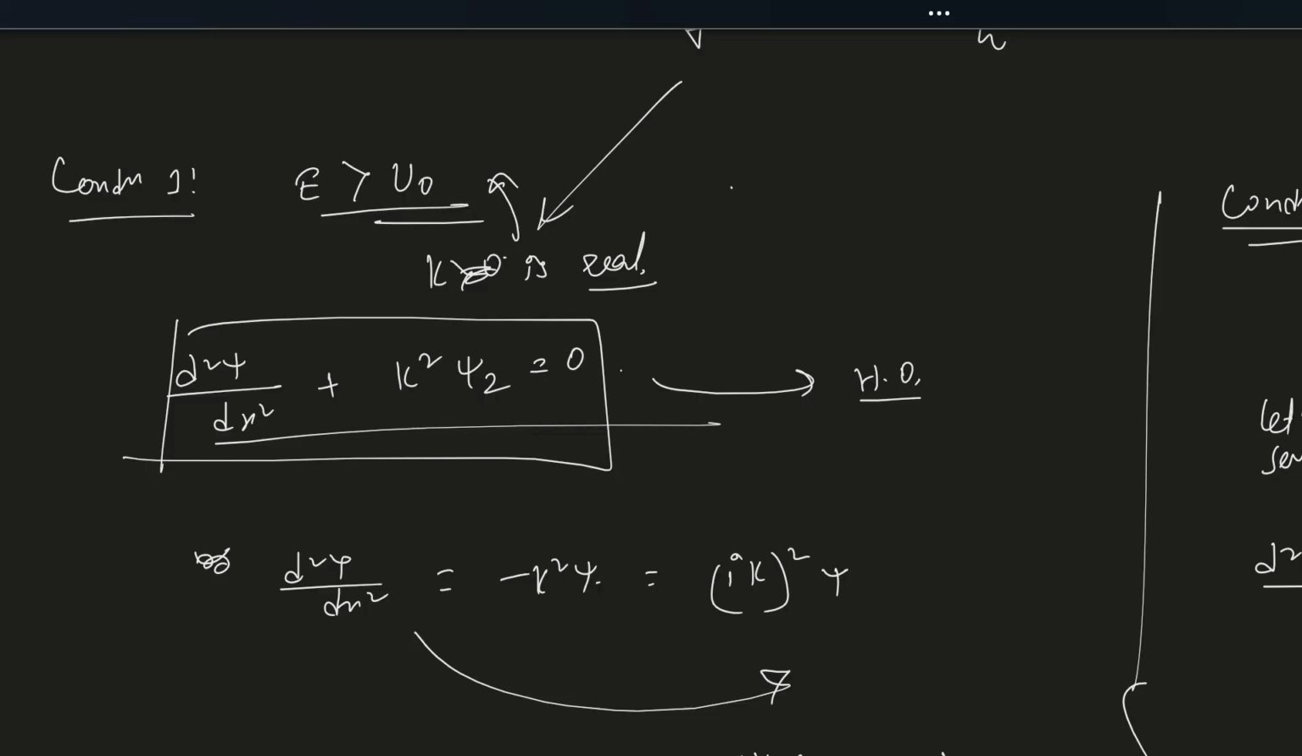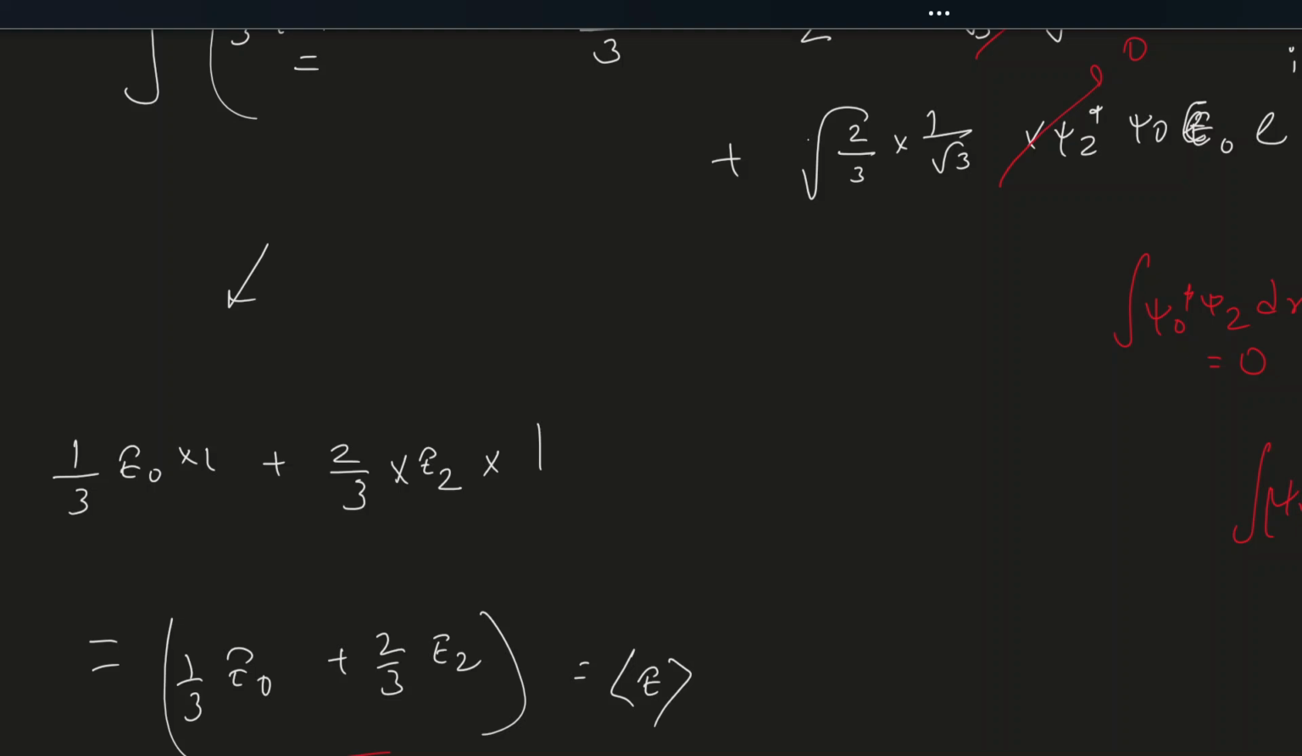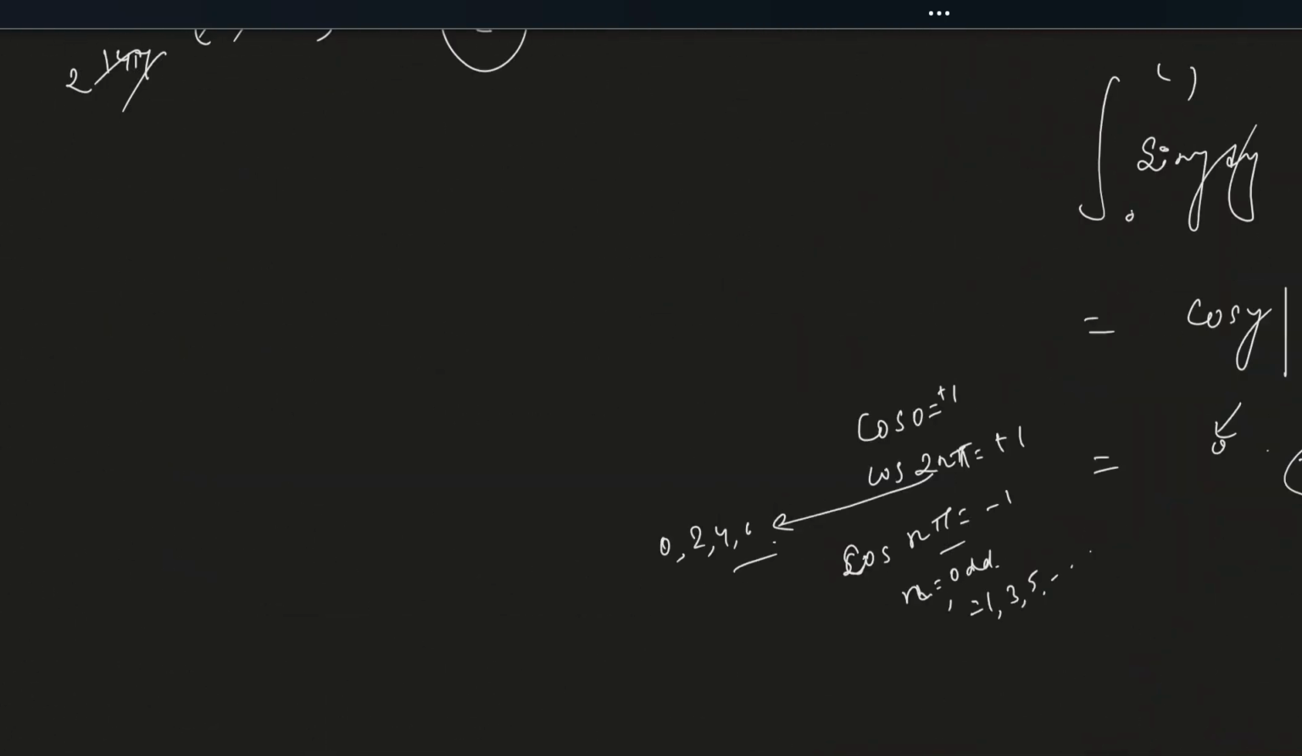This is an exponentially increasing and summation with the exponential decreasing solutions. This cannot be called oscillatory. So this is only for when E is less than the potential. Otherwise, if E is greater than the potential, you will get an oscillatory solution. So this is the correct answer.